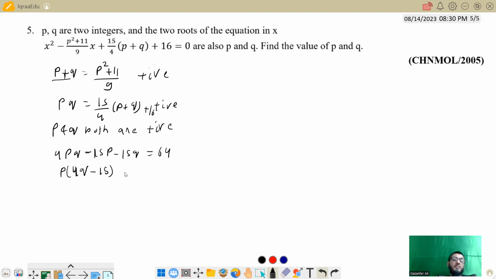I need something here, na? Q common, 4P minus 15. So this is giving me... So by symmetry, I need something 4Q here. Okay.